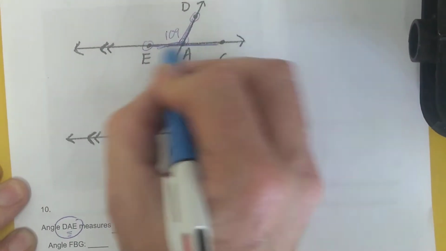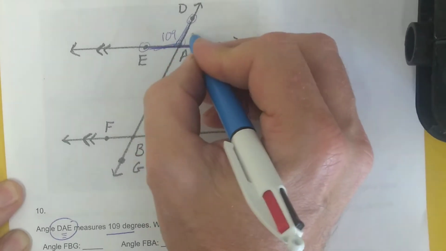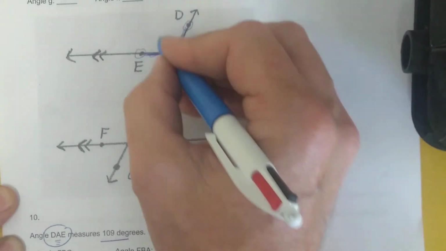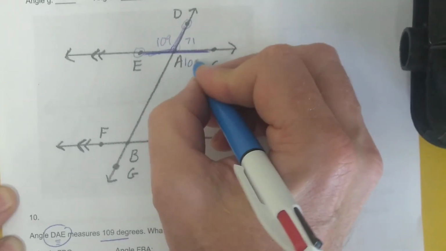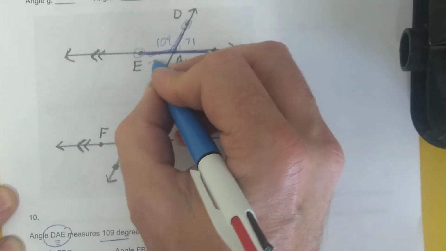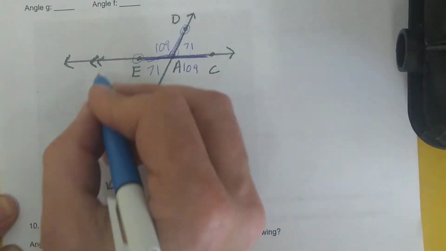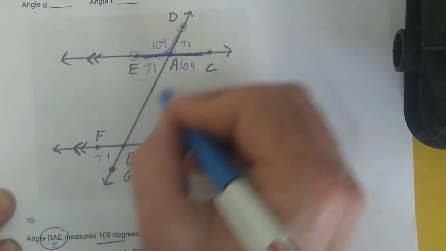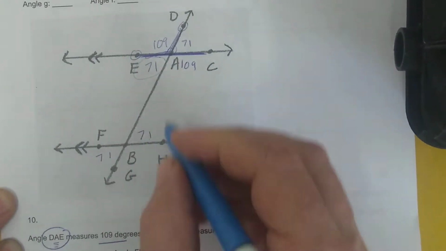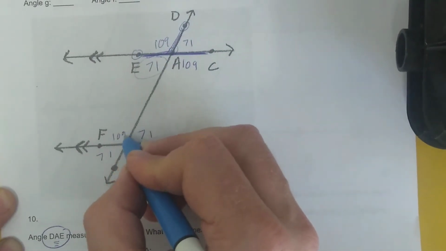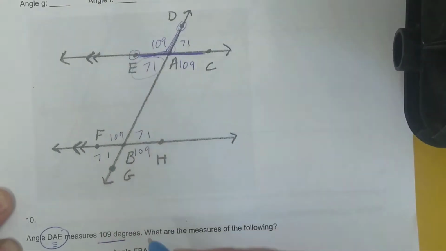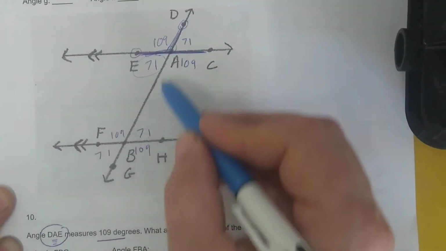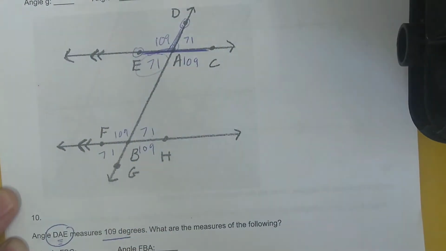The other thing you need to know, straight lines always add up to 180, so that's got to be 71. Vertical angles have to be the same, so that's got to be 109, which means that also has to be 71. And then we've got parallel lines here. So all of my corresponding angles will be the same, and all of the other corresponding angles. And basically when I've got parallel lines, especially if it's drawn to scale, all my acute angles will be the same acute number, and all my obtuse angles will be the same obtuse number.